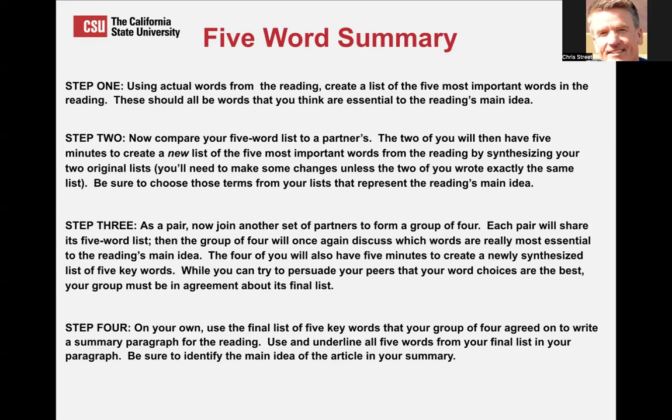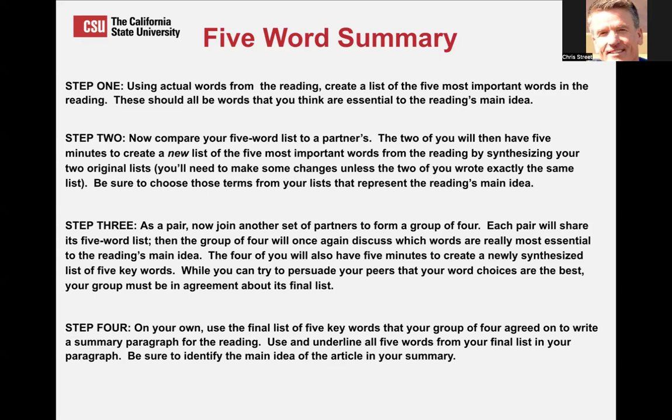Now, each partner group finds another partner group, and we establish groups of 4. So one partner group shares their 5 word list, the other shares their 5 word list, and now the hard part is the foursome has to come to agreement on which 5 words are most crucial to understanding that reading. Lots of debate, discussion. You can try and persuade your peers that your choices are the best, but your group has to be in agreement about its final list. You got 5 minutes. Timer goes off. Now each group of 4 has developed a final list of 5 words.